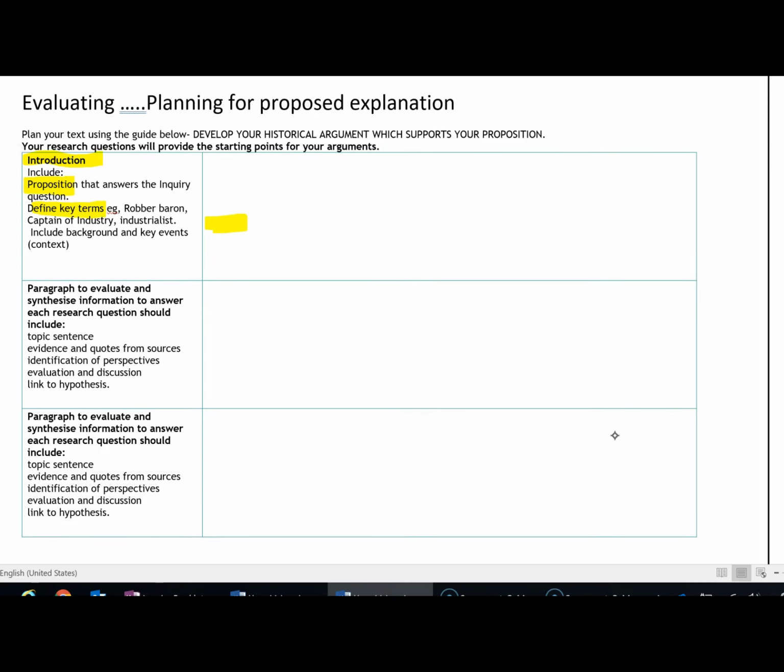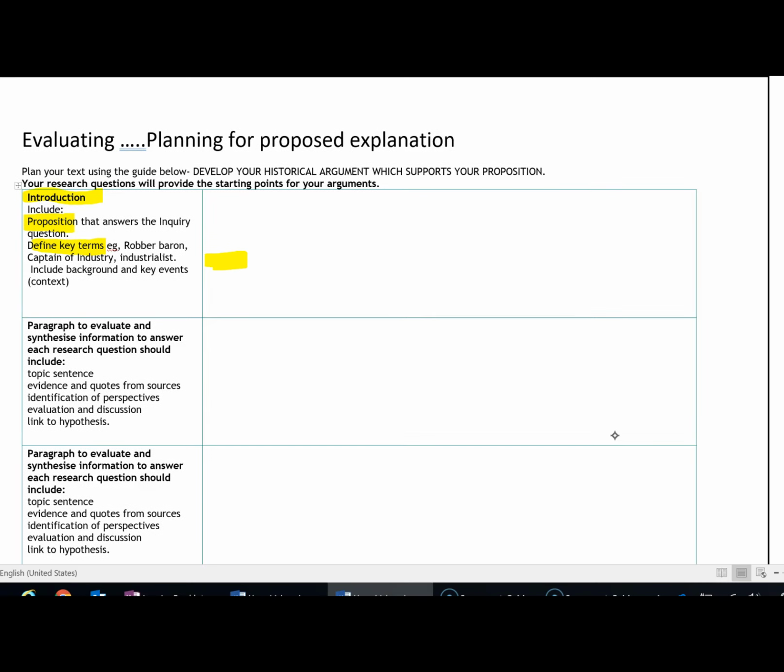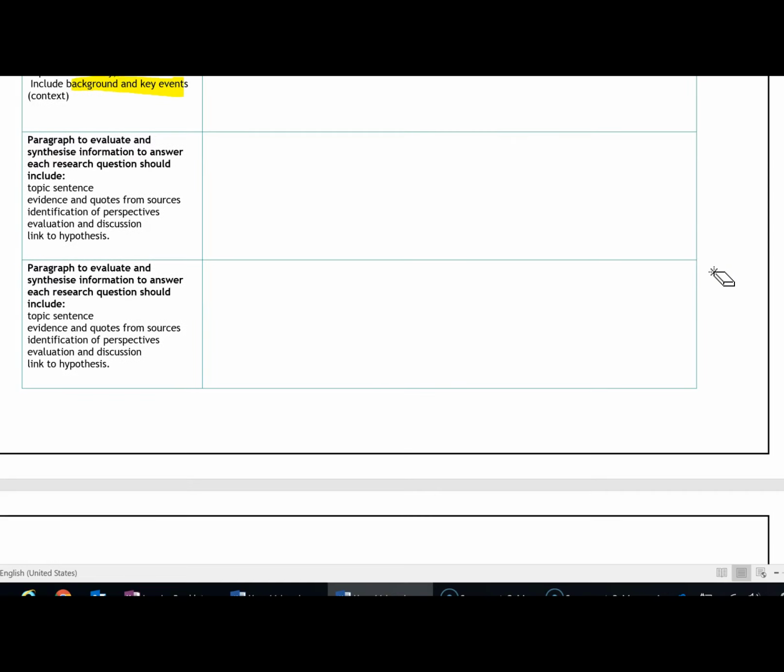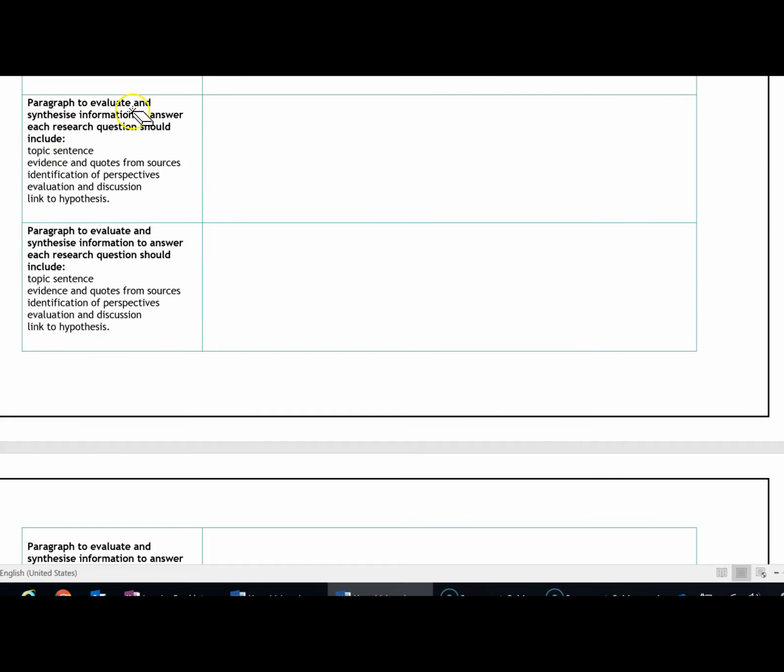Then you've got to define your key terms. I'll go back up, sorry. And I want you to write that next to it as well. Then your background and key events, that's the third thing that goes in there. So basically 1, 2, 3. And so here, proposition, key terms, background events, dot point, dot point, dot point. Okay, any key quotes you want to pop in, that's fine. Then each paragraph will have its section there.